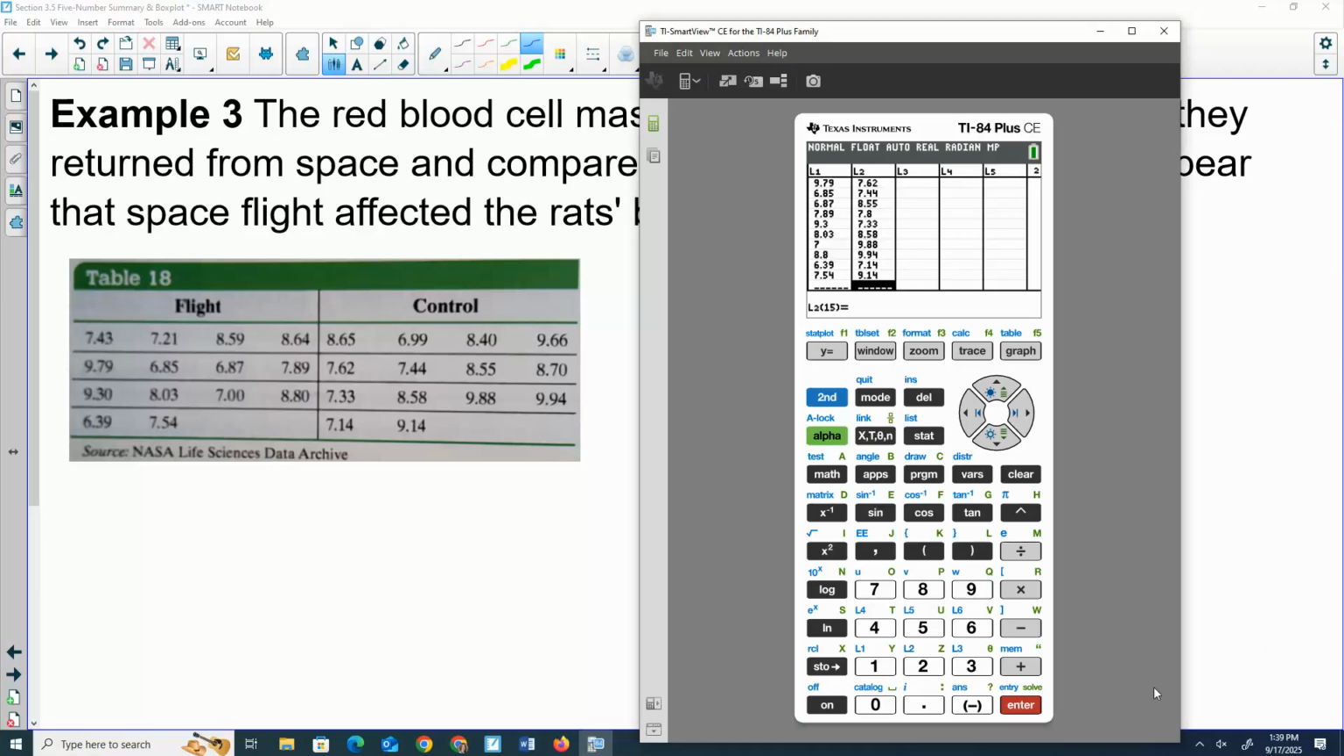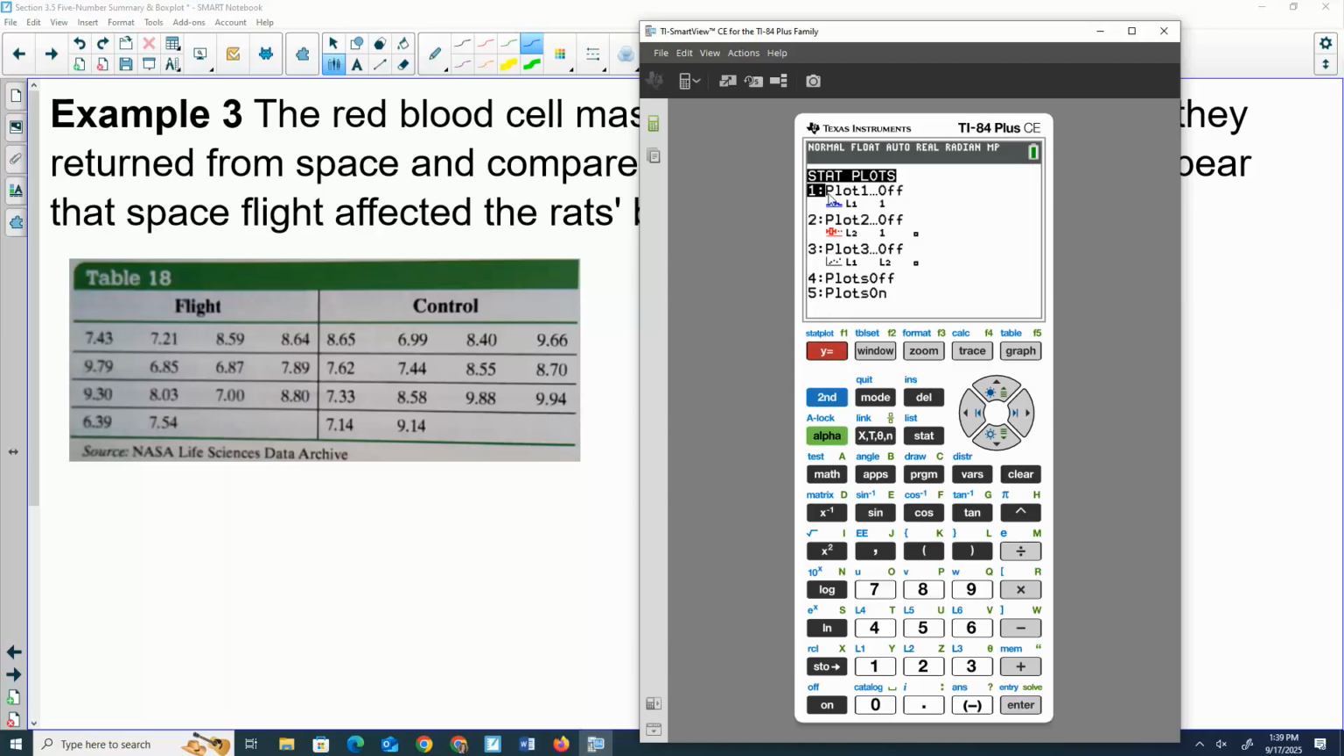So, we are going to go into second y equals to get into our stat plot. This is where we went when we were getting our histogram before. So we need to turn the first plot on. Okay, and I know it's a little bit different on your calculators.